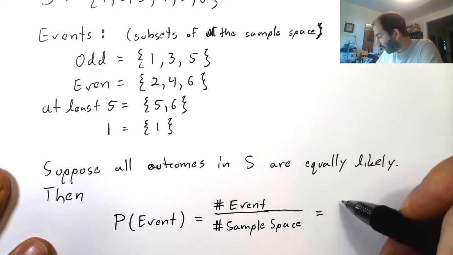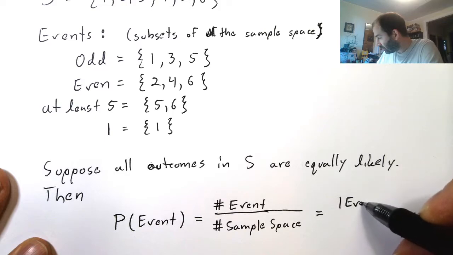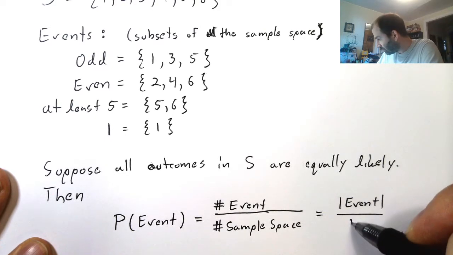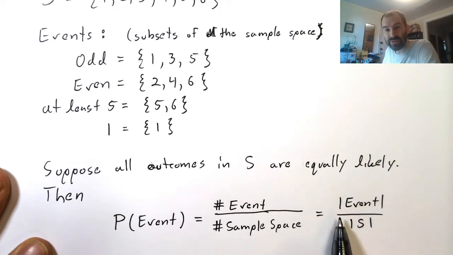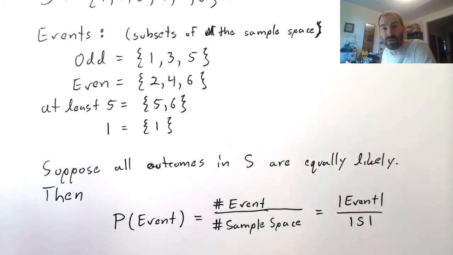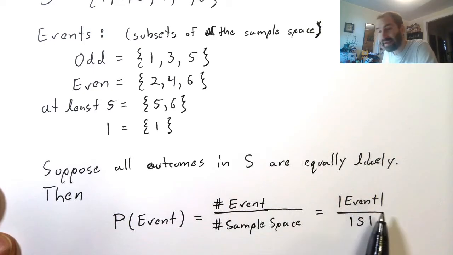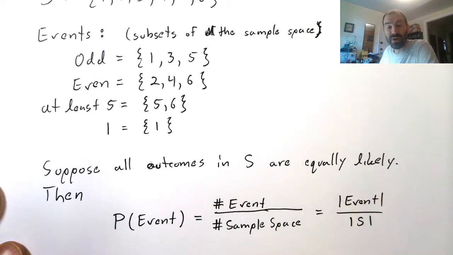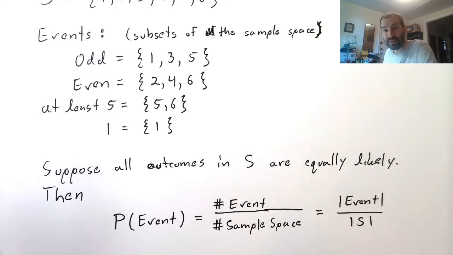Sometimes people write it like this. Where these vertical bars, just like the absolute value symbol, they measure the magnitude of a number. Well, these measure the magnitude of a set. And if it's a finite set, the magnitude of the set, the size of the set, is just the number of outcomes in the set. So this is just the size of this set divided by the size of that set.